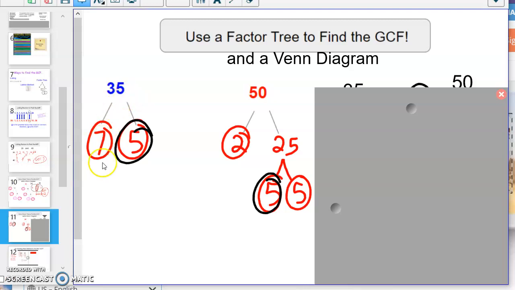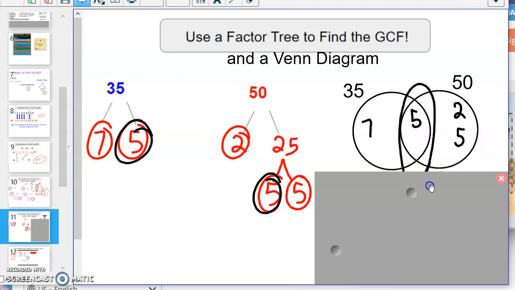So a factor tree for 35 would be 7 and 5. Factor tree for 50 would be 2 times 25, and then 25 breaks down into 5 and 5. So then I want to fill in those numbers in my Venn diagram. Well, I see they both have a 5 in common, so I put that 5 in the middle. 35 still has a 7, so I put that over there. And 50 still has a 2 and a 5, so I put those numbers over there.